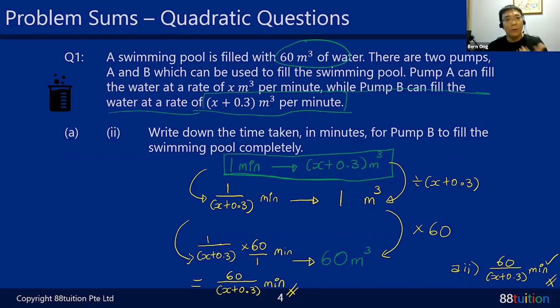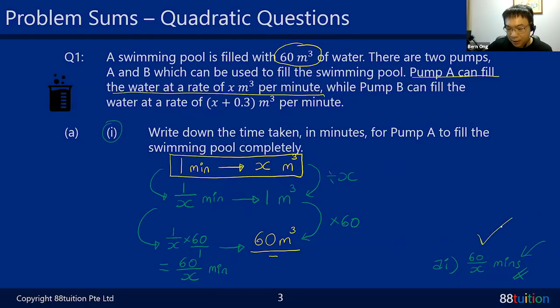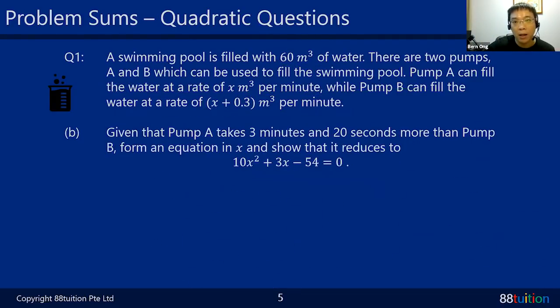Usually the part A1 and A2 is the simplest of them all. And with these two pieces of information, they will ask you to link them together. This is called an expression. This one is called an expression. So two expressions combine to form an equation. So where is the link? Look at the question. Given that pump A takes 3 minutes 20 seconds more than pump B. Form an equation.